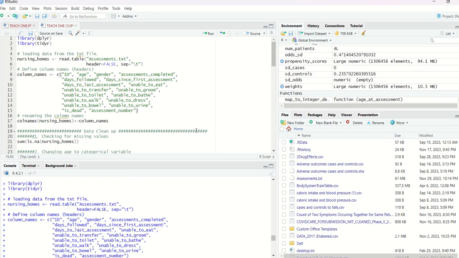Coming to the code, firstly we load our data. The data set contains information about nursing home residents. We rename the columns, such as ID, age, gender, unable to bathe, unable to toilet, etc. This step helps us to understand and work with the data effectively.